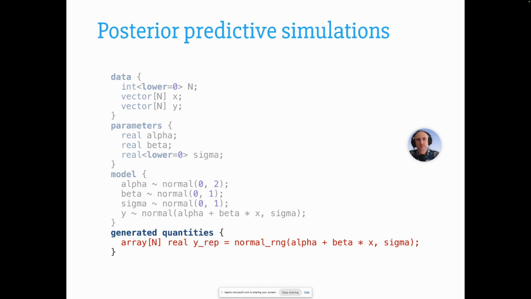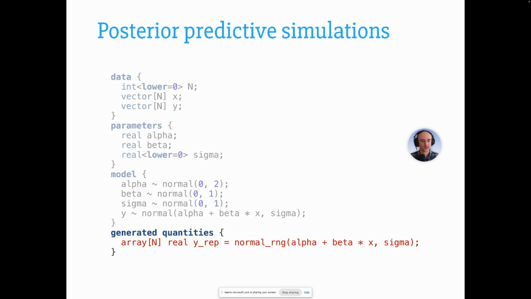So this is an example of doing posterior predictive simulations in our simple linear regression. I've added a generated quantities section at the bottom. I've defined an array here, and it's of type real. And then I say the thing that I want to save, which is the y_rep, or replicates of y. There's a whole family of random number generating functions that usually look the same as the density function with _rng. So here, normal_rng.